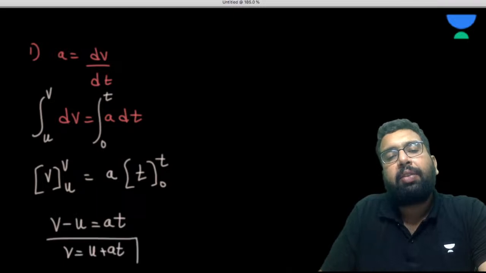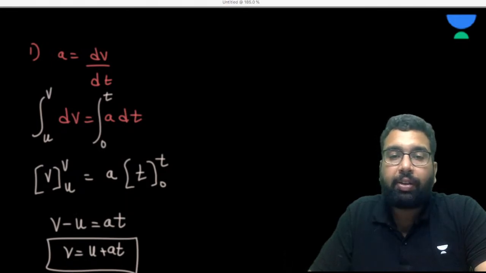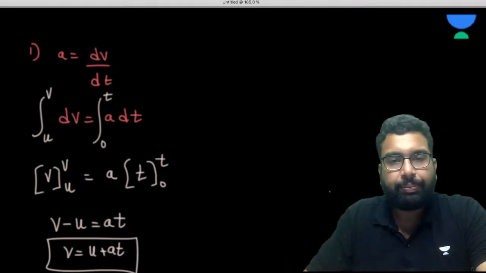So this is the first equation of motion. In the derivation, you can see that a is considered constant. Otherwise, this wouldn't be the relationship. Yes or no? So do remember this fact.